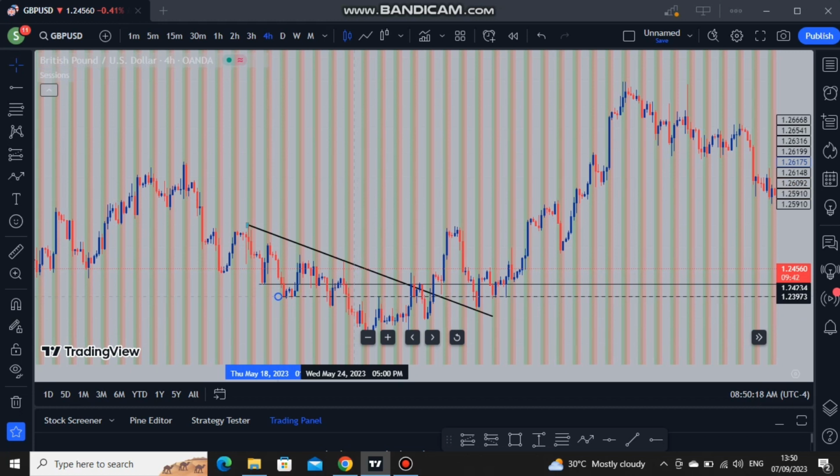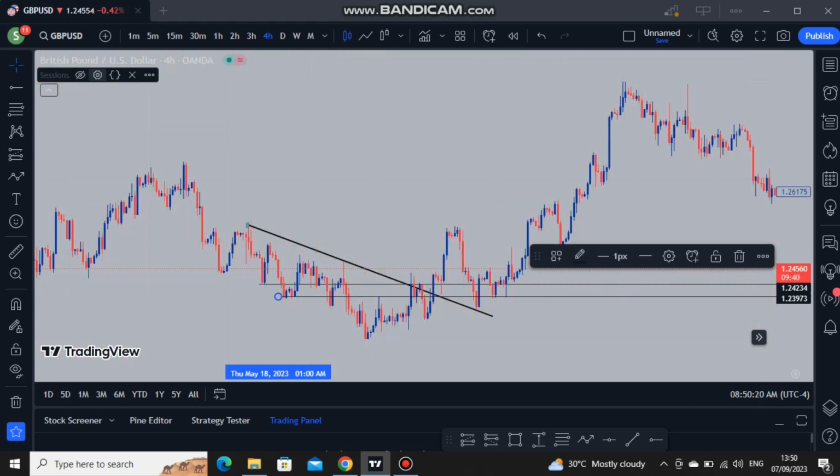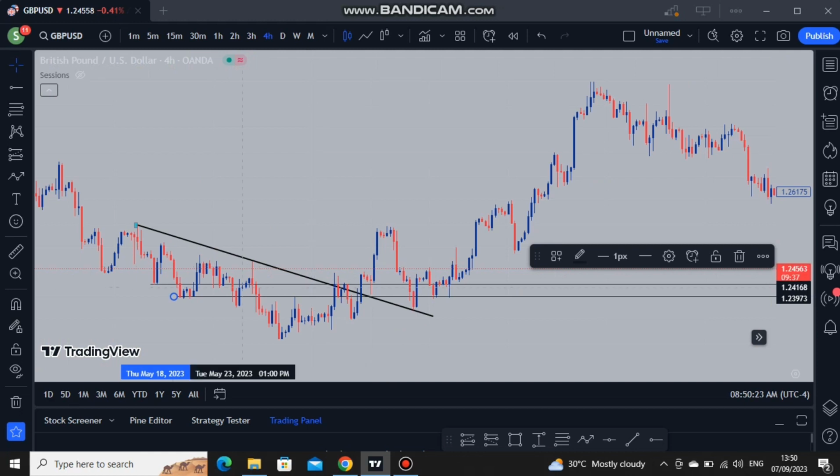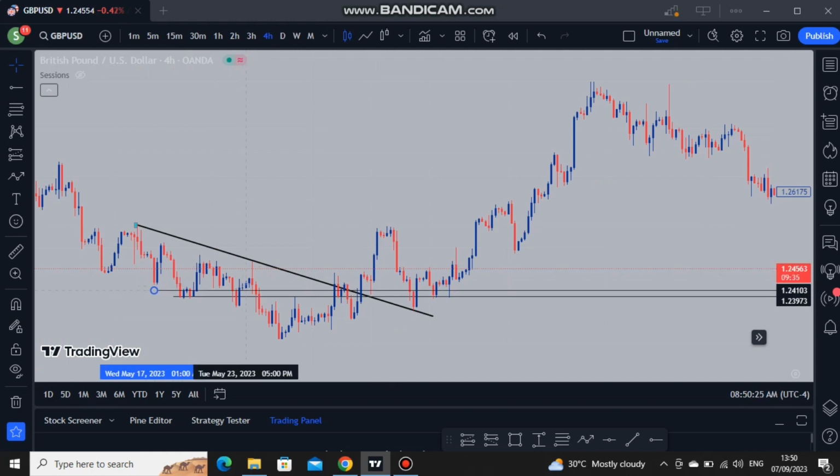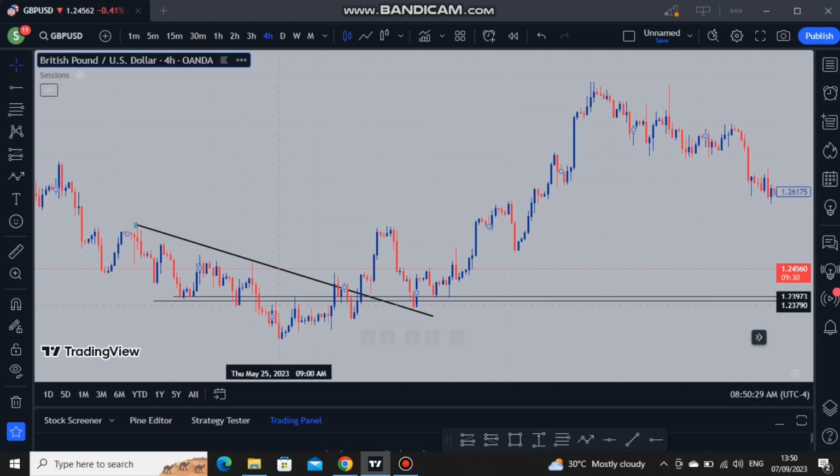Let me remove this. There is a support zone resting around this point. See, retest. All these things are very nice confirmation. And we had a market structure shift. So from this point, our trend has changed.